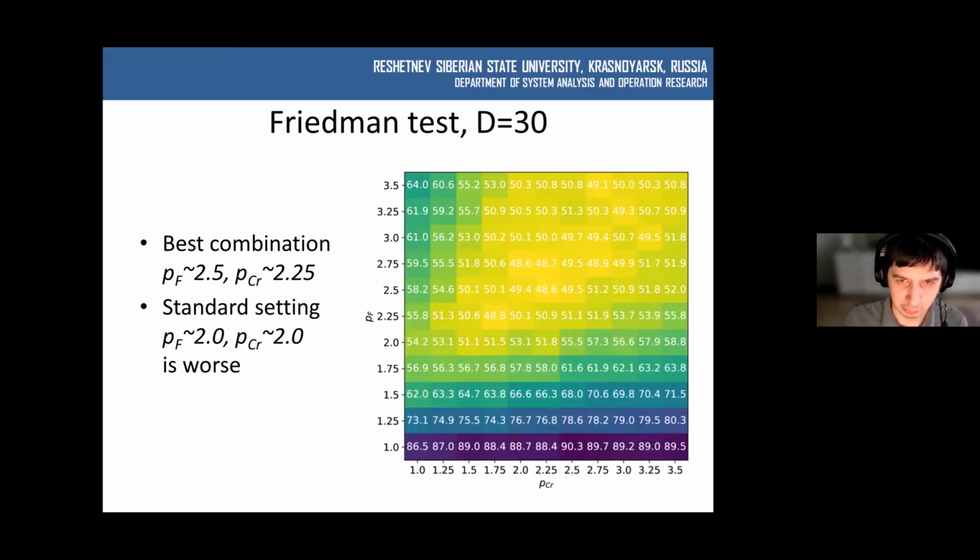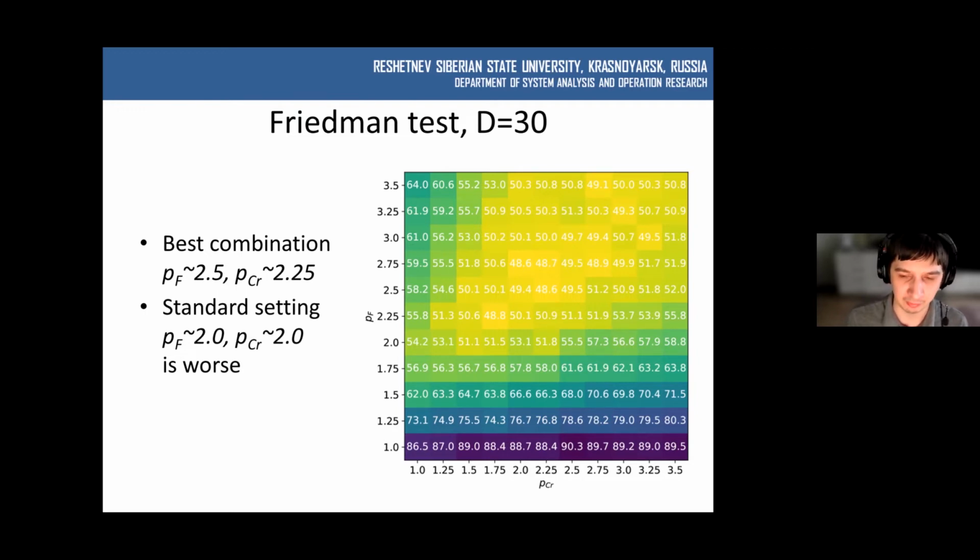But what if we go to higher-dimensional functions? Here the best case is 2.5 for F and 2.25 for CR, and the standard setting is getting much worse. The values in the picture are rank values, so yellow is better. Also, you see that if we use 1.0 and 1.0, this is the standard arithmetic mean.